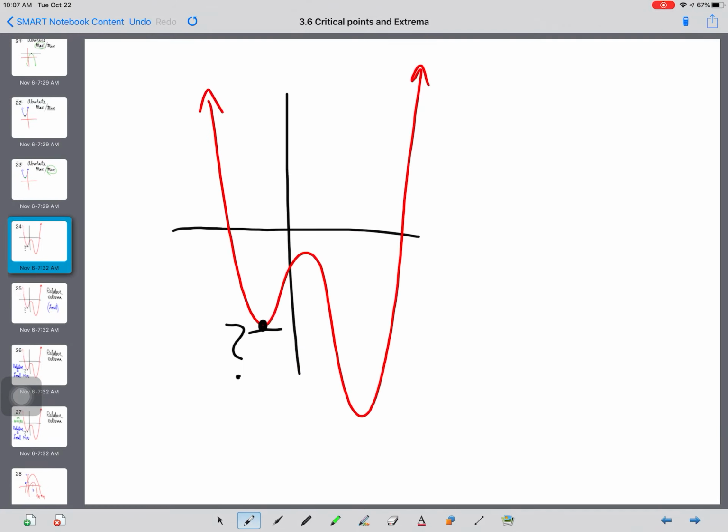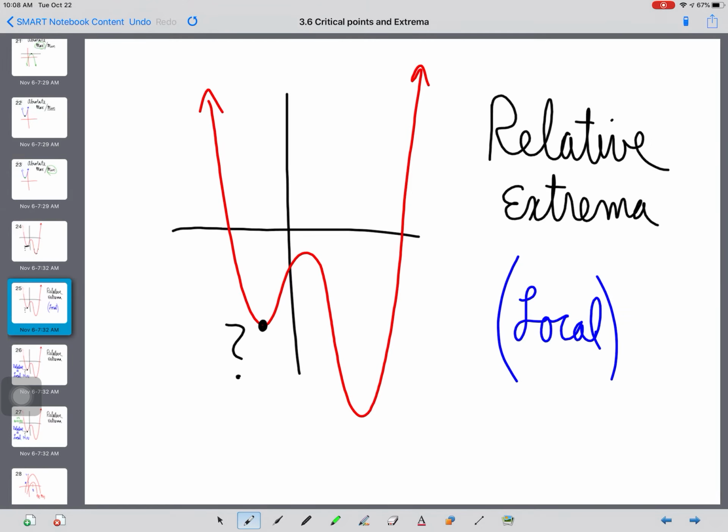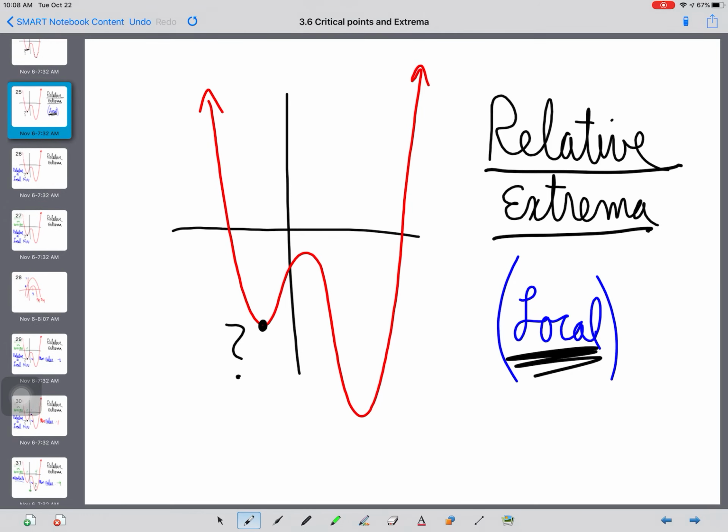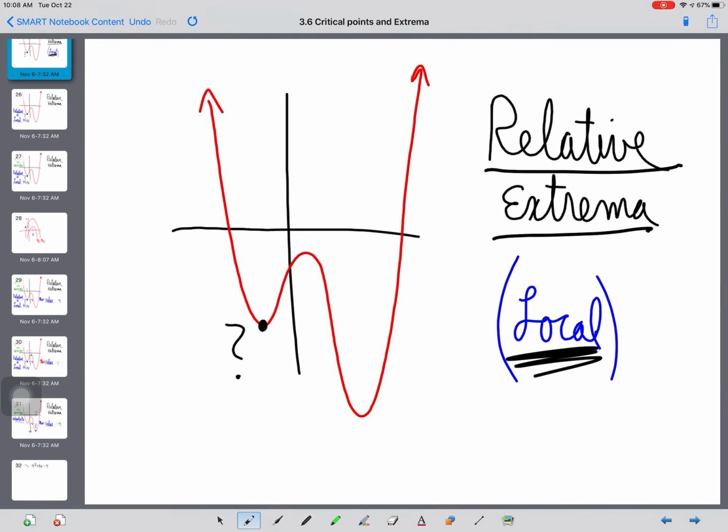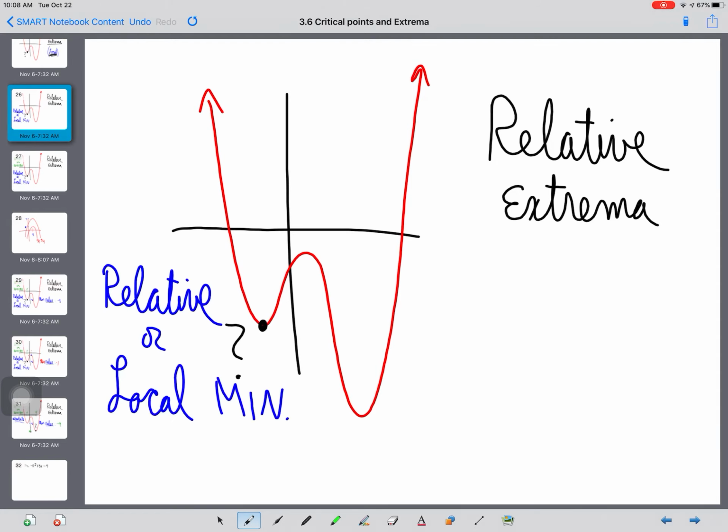You can also have what are called local or relative maxes or mins. This has a horizontal tangent, but there are other points that are below it. So it's not the global minimum, but it is a relative extreme value, or sometimes referred to as a local. And local means just what it sounds like. It's just kind of in your neighborhood. So this would be a local min, or a relative min.